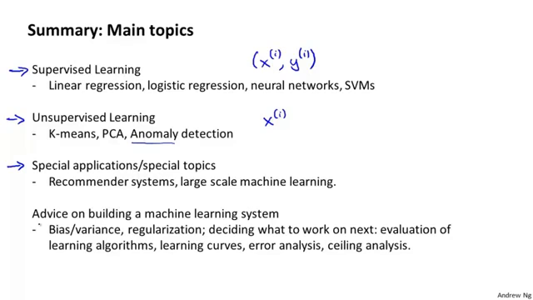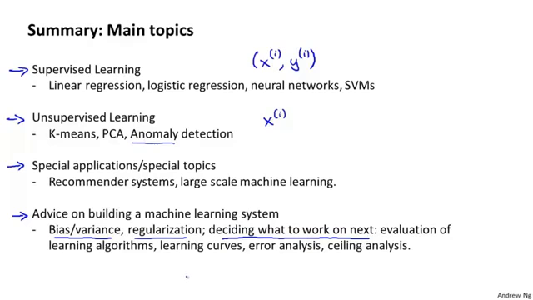And finally, we also spent a lot of time talking about different aspects of advice on building a machine learning system. And this involved both trying to understand what it is that makes a machine learning algorithm work or not work. So we talked about things like bias and variance and how regularization can help with some variance problems. And we also spent a lot of time talking about this question of how to decide what to work on next, or how to prioritize how you spend your time when you're developing a machine learning system.